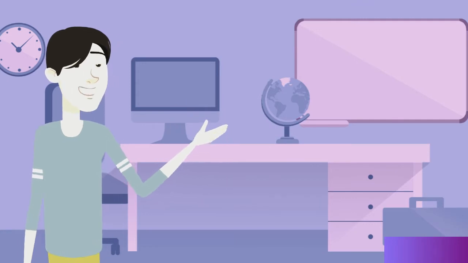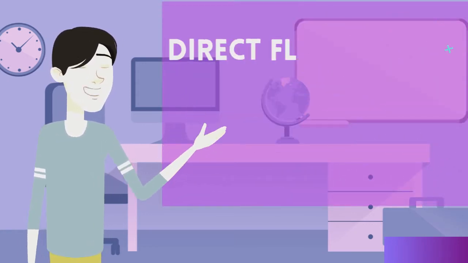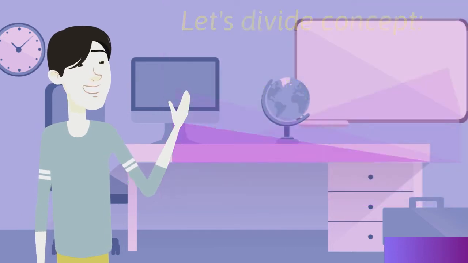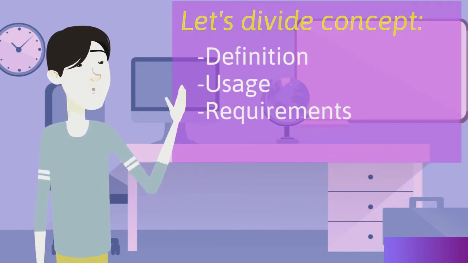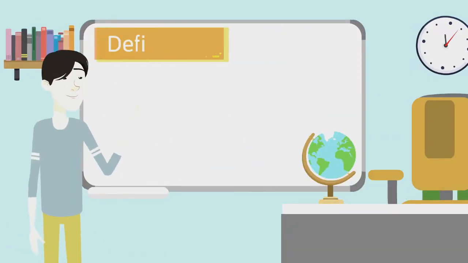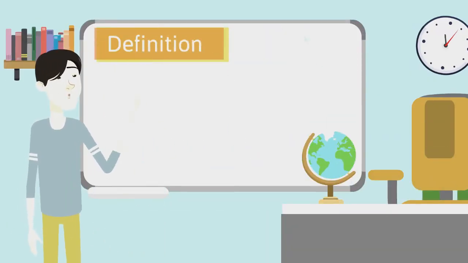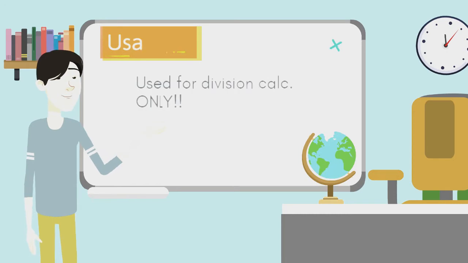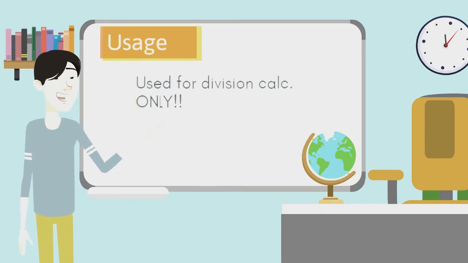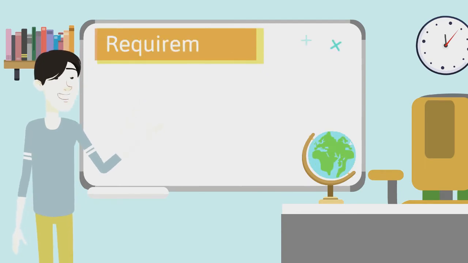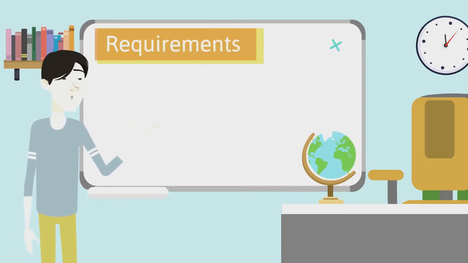In this class, we will learn the direct flag method, which is used for division calculations only. To understand this easily, we will divide this concept into three parts. Firstly, its definition. As the name suggests, it uses a part of the divisor as a flag to solve the calculation. Next, its usage. It is used for division calculations only. And finally, the basic requirements that a divisor and a dividend must satisfy.